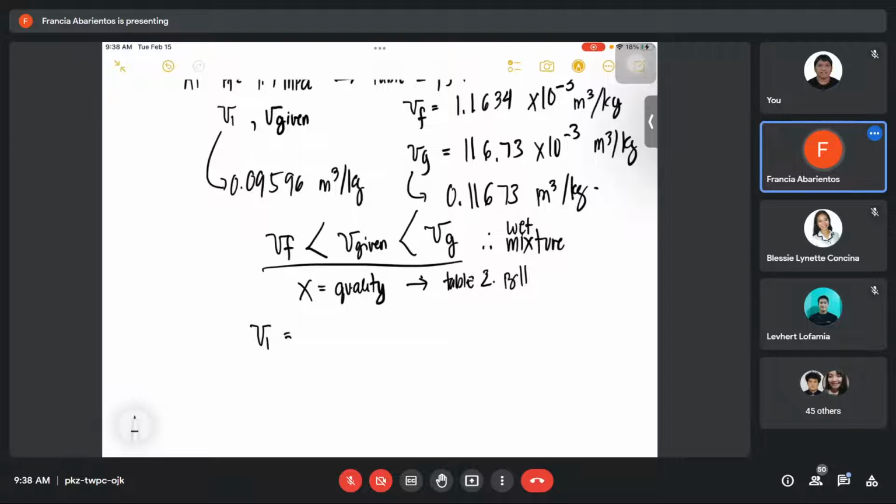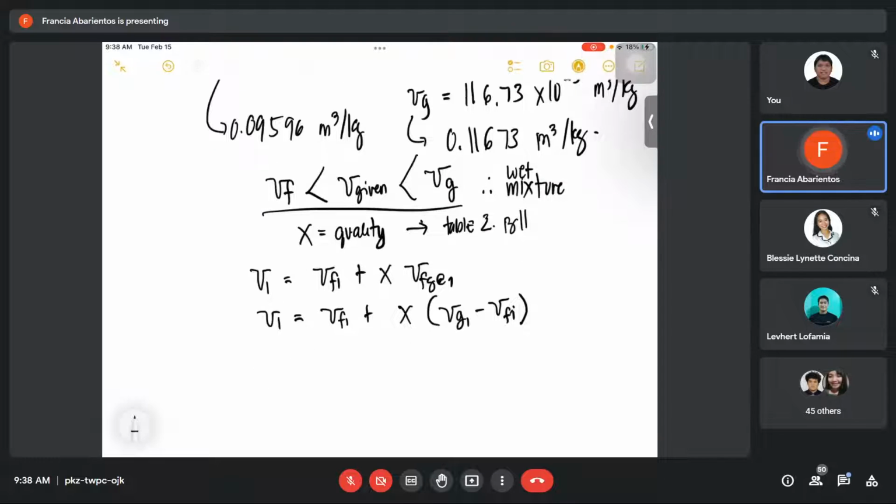Equal siya sa VF plus X, VFG at point 1. Specific volume natin, ayan sa steam table mo yun class makukuha. At point 1 minus VF at point 1. Okay. Nasusundan ba si ma'am? Pinapakita ko lang yung paano pagkuha ng quality.